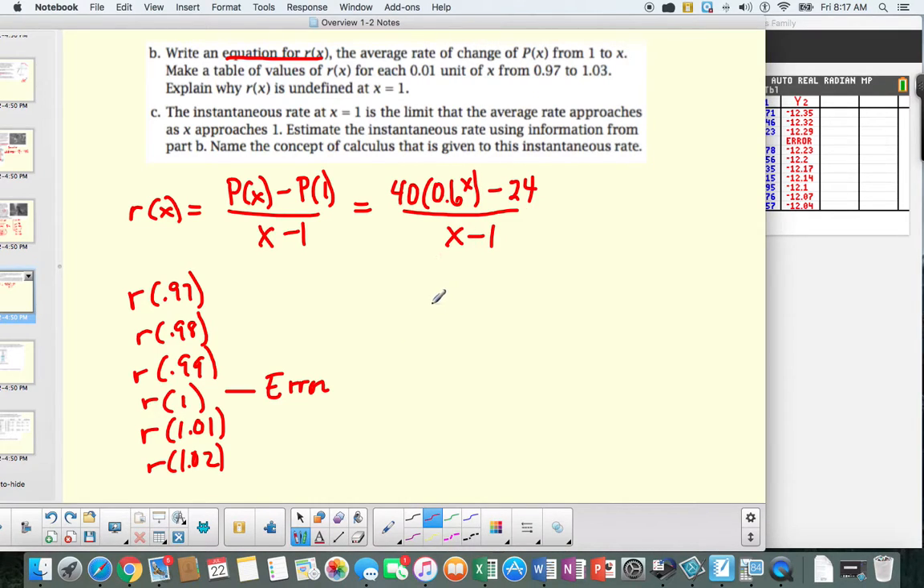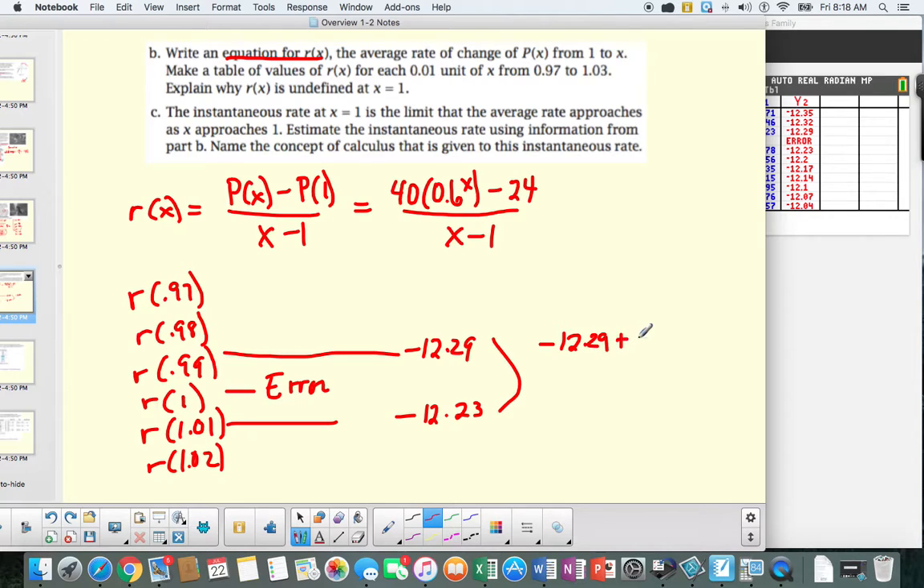Now, how can we increase our accuracy? Well, we can take these two estimates, which is negative 12.29 and negative 12.23, and we can average them. And when we do that, we're going to get negative 12.259... And you can see that this number is between these two, and that's the best accuracy that we're going to have with this piece of data.